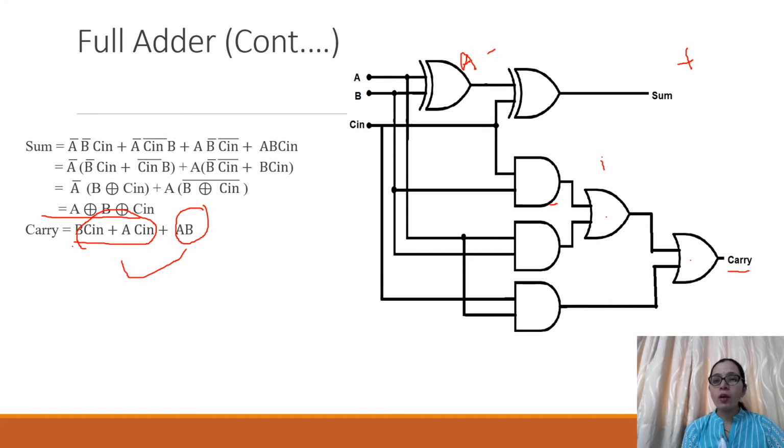So this is how sum and carry is obtained using 3 different types of gates: XOR, AND and OR.